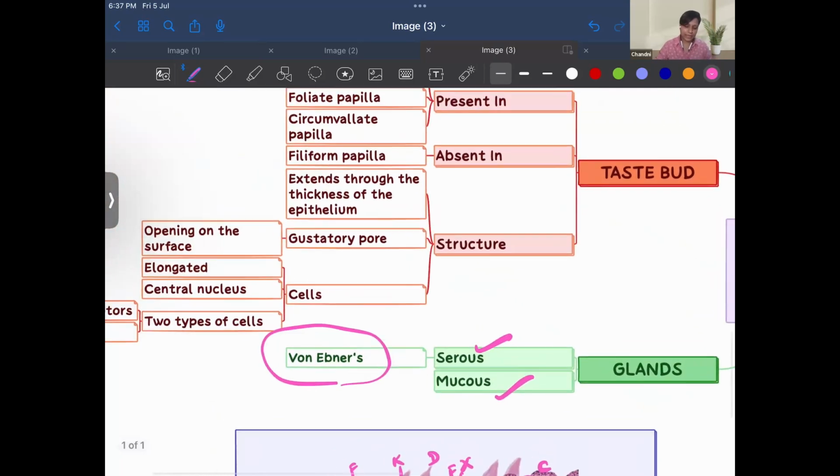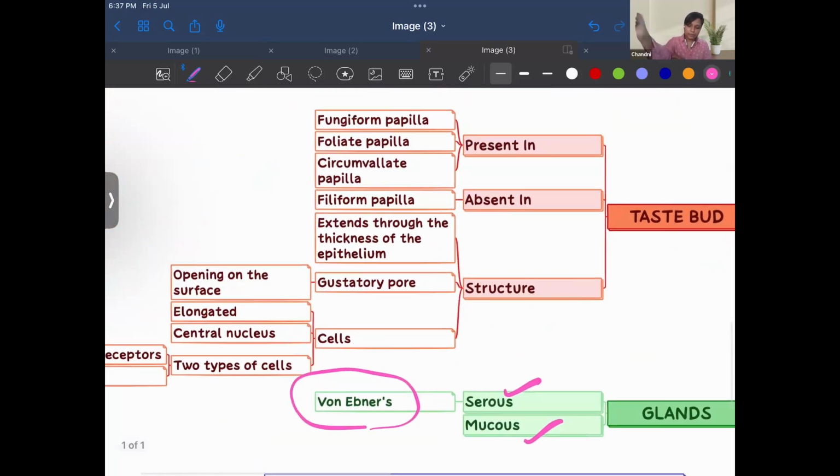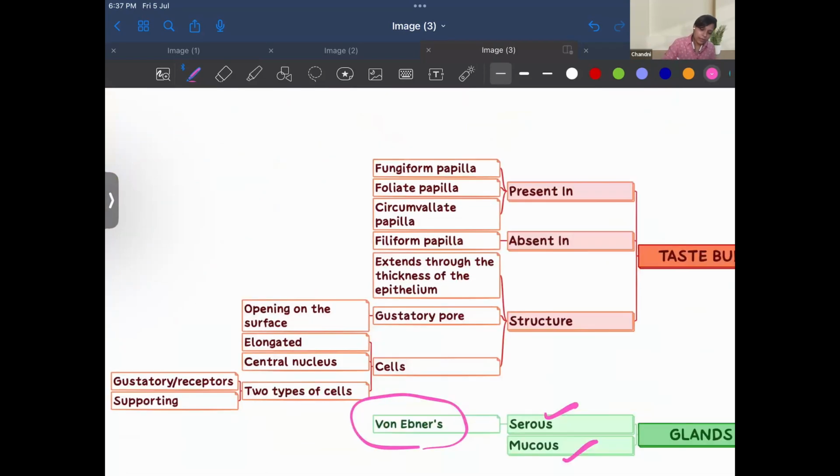Now, let's come to the taste bud, okay? I'll make it quick. Let's say this.